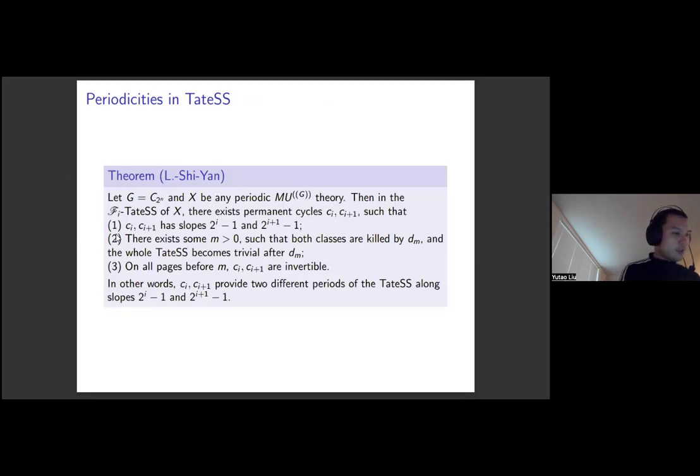Roughly speaking, in general, when G equals C_{2^n}, then in the F_i Tate spectral sequence, you will have two periods along the lines with slope 2^i minus 1 and 2^{i+1} minus 1, which is the same as how we divide the cones in the slice spectral sequence into different regions.